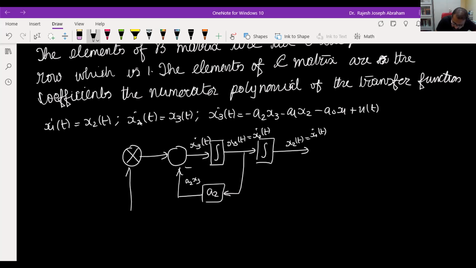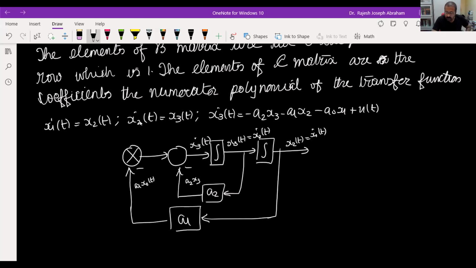So this is a1 coming from x2. Okay, what signal at this point? It is minus a1 x2(t). Okay, now what next? A naught x1. And what is x2? X2 is nothing but x1 dot. And how will you find x1 from that? You need to have another integrator here to get x1 of t.